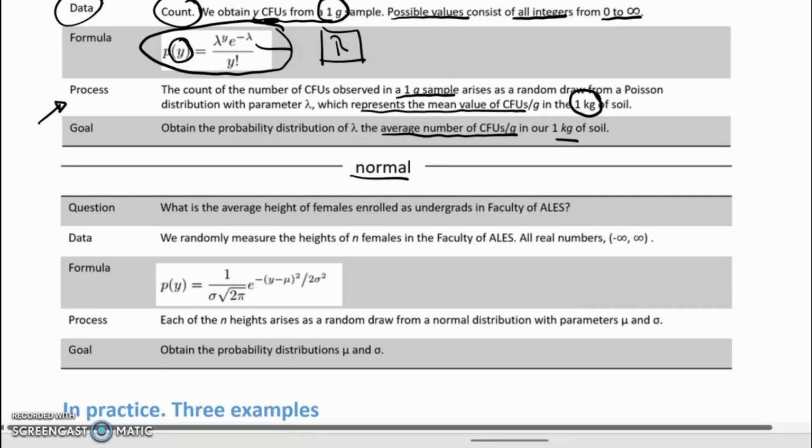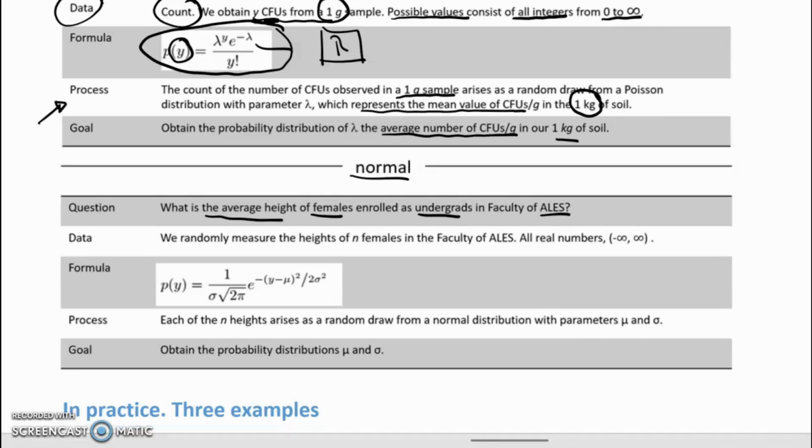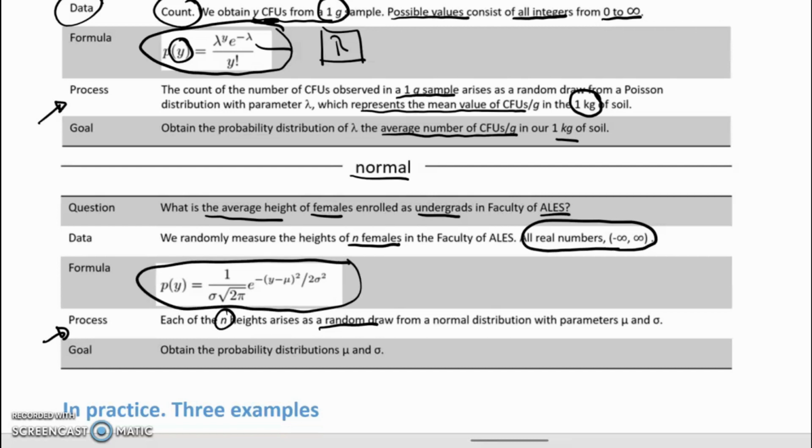And then we've got the normal distribution. So perhaps we're interested in the average height of female undergrads in the Faculty of Arts. So we measure the heights of n females, and the data consist potentially of all real numbers from minus infinity to infinity. The process: each one of those heights is assumed to have arisen from a random draw from a normal distribution that has this formula and 2 parameters, mu, which is the mean of the distribution, and sigma, the standard deviation. And what we're going to be interested in is the probability distribution primarily of the mean, but also potentially of the standard deviation.